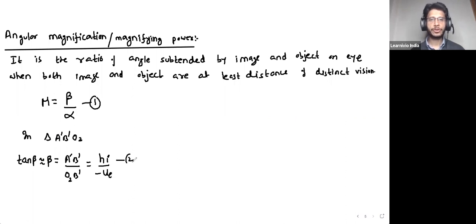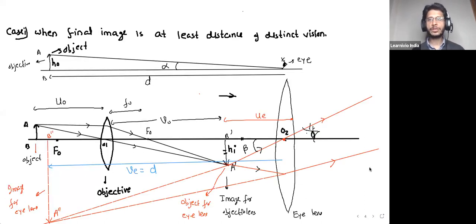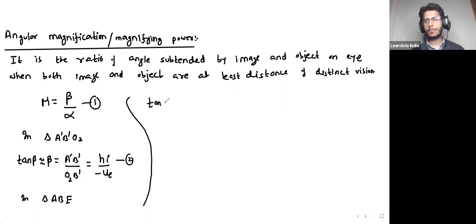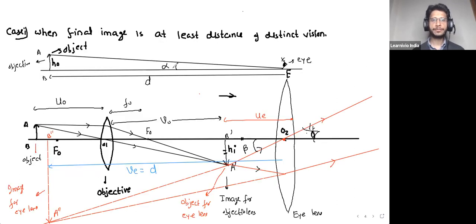That's my second equation. Similarly, I want to calculate alpha. For alpha, I'm using this triangle ABE. In this triangle, can you tell me how much is tan alpha? I'm using the small angle approximation, so tan alpha is almost equal to alpha. Can you tell me how much is alpha here in this triangle ABE? Just the ratio of sides, nothing else.